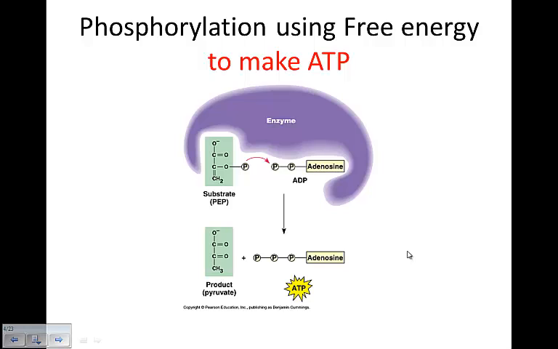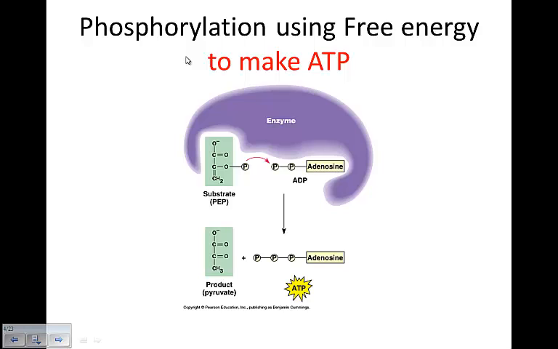All right, now this word is a fancy word: phosphorylation. You should say that. You should say it around your parents, because they're going to think you're really cool if you say a word like that. But phosphorylation using the free energy, basically that's a fancy way to say we're shoving another phosphate group on using energy. So we're going to make ATP.